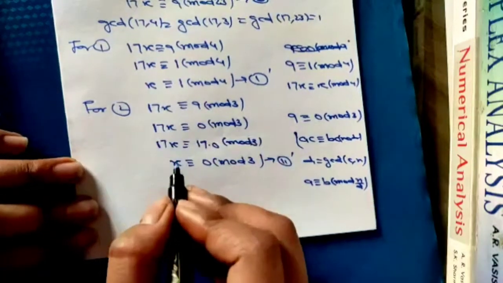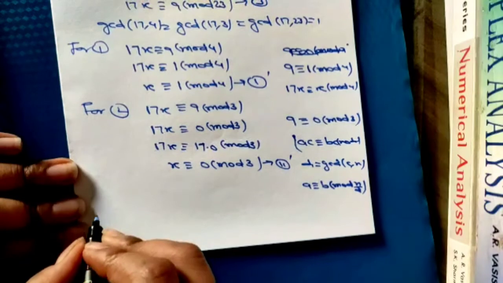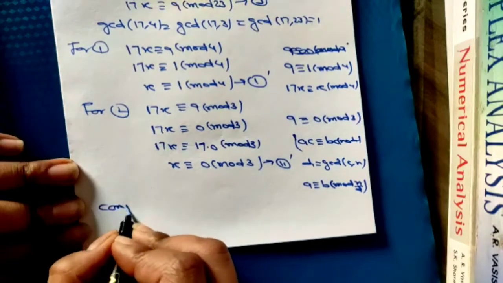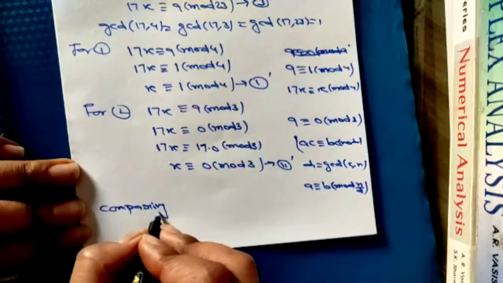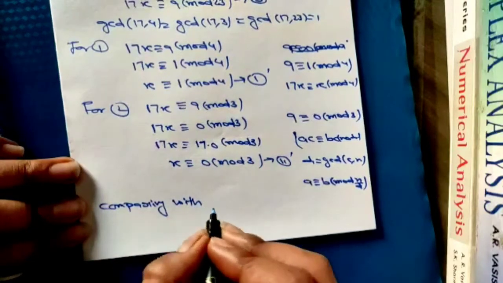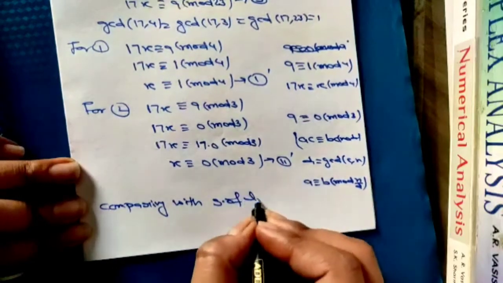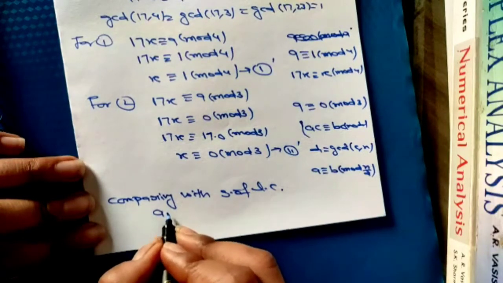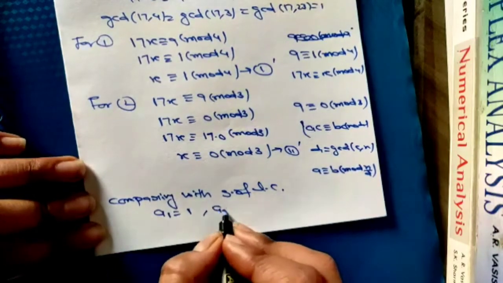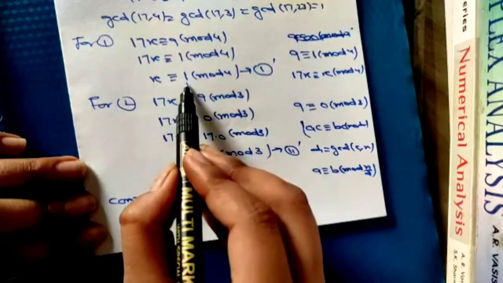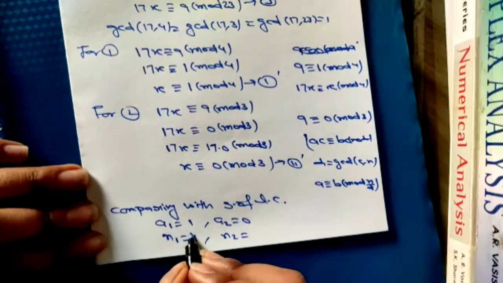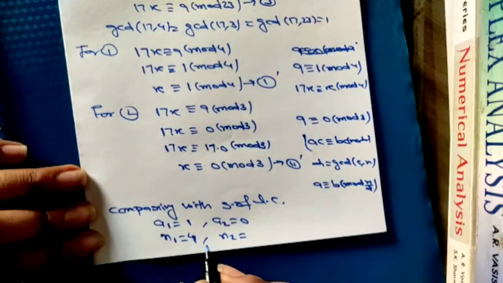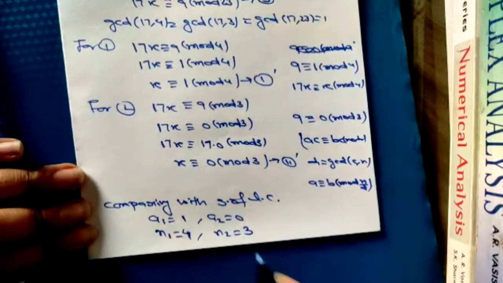After comparing with the system of linear congruences, we get A1 is equal to 1, A2 is equal to 0, that is A1, that is A2, and N1 is equal to 4 and N2 is equal to 3 here.